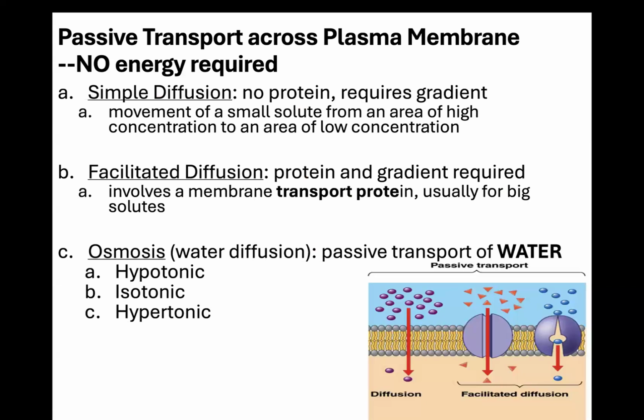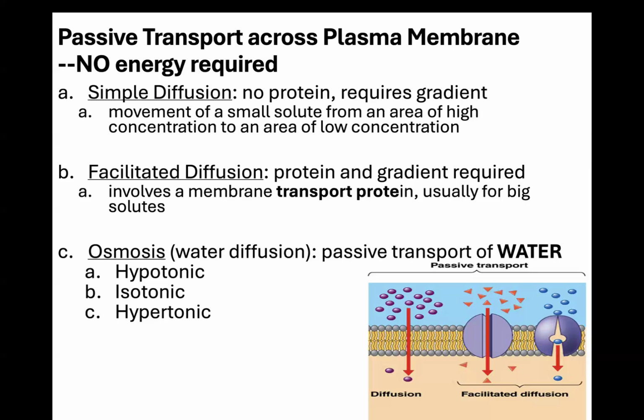All cell membranes, all cells do something called passive transport. Passive transport means that things go in and out of a cell and there's no energy required. There is no ATP required. That's the same thing. And the reason why there's no energy required is because substances are moving from high to low concentration. There's three types of passive transport: simple diffusion, facilitated diffusion, and osmosis.